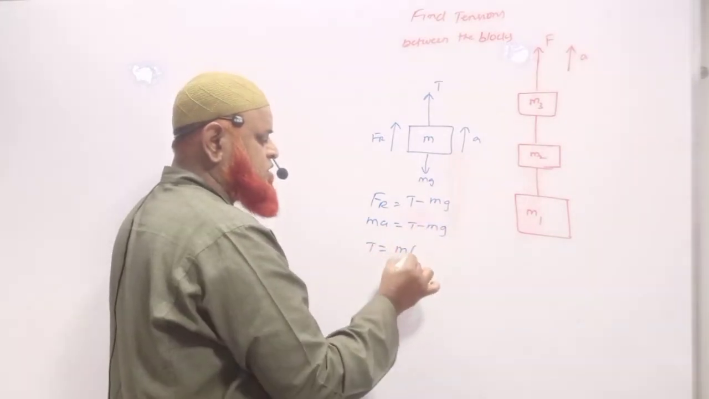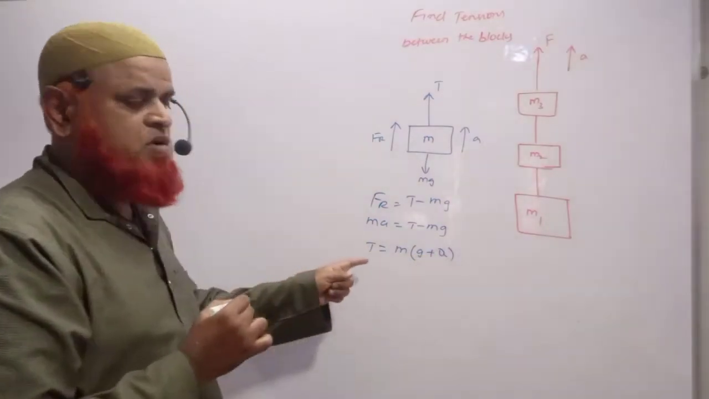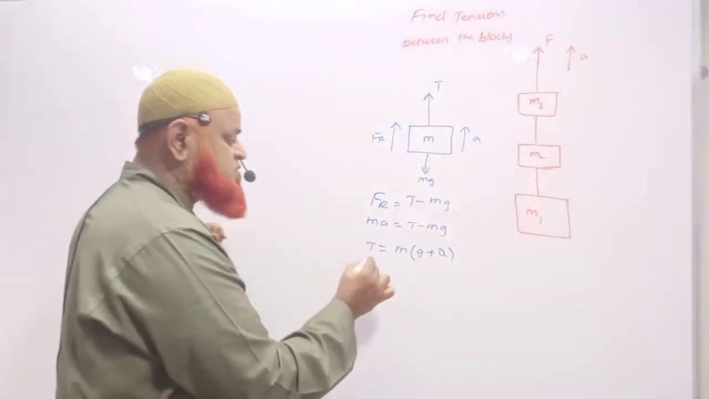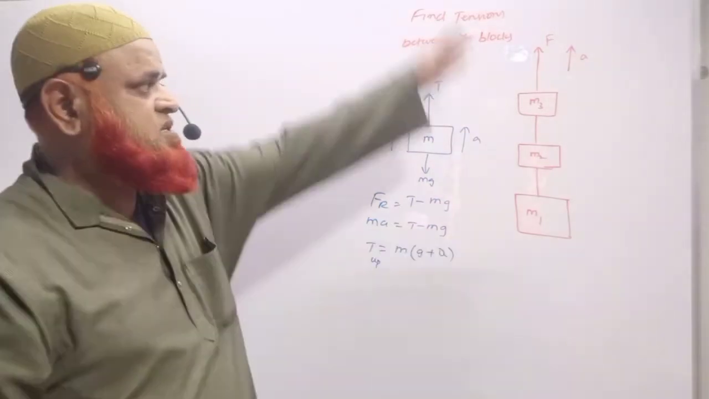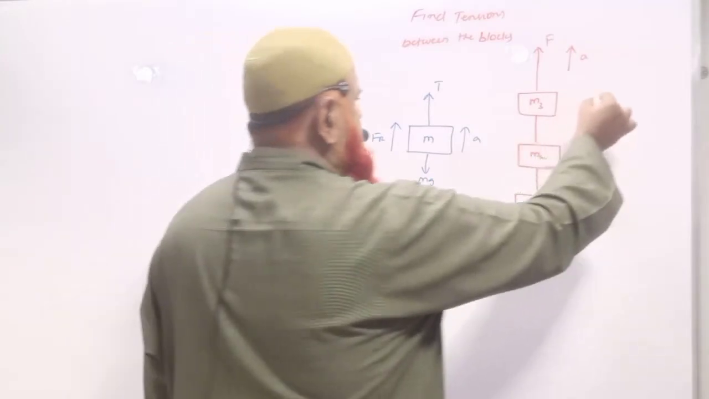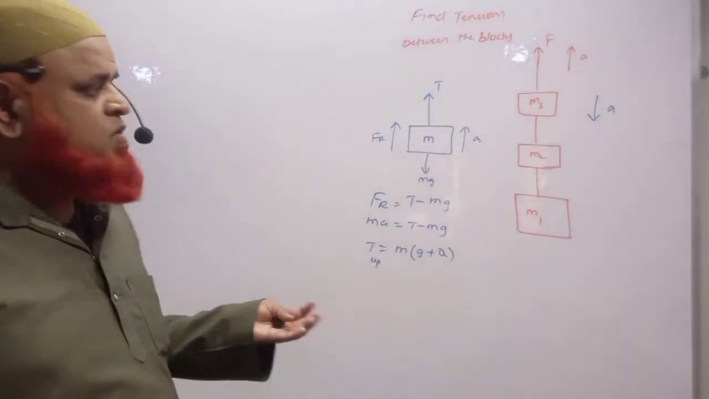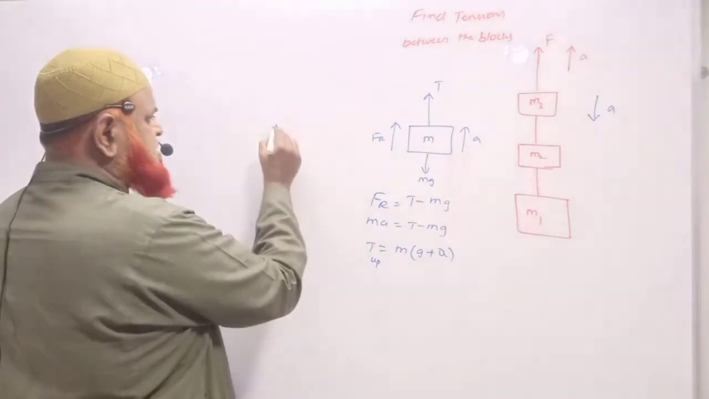Therefore T is equal to m into g plus a. So tension, which is going to always act upwards, is taken as m into g plus a. Now if these three blocks are moving down with an acceleration, then tension will change. What happens to the tension? I'll give a small example for that also.